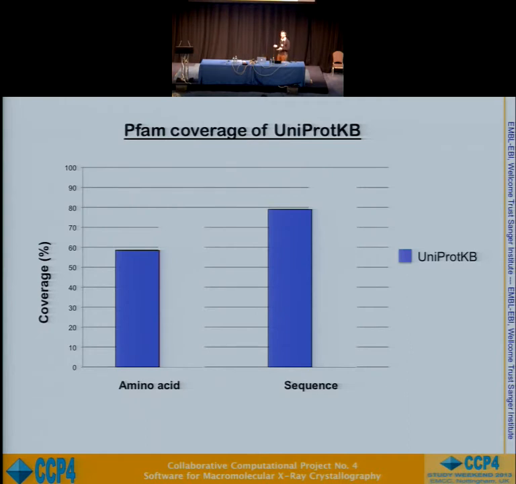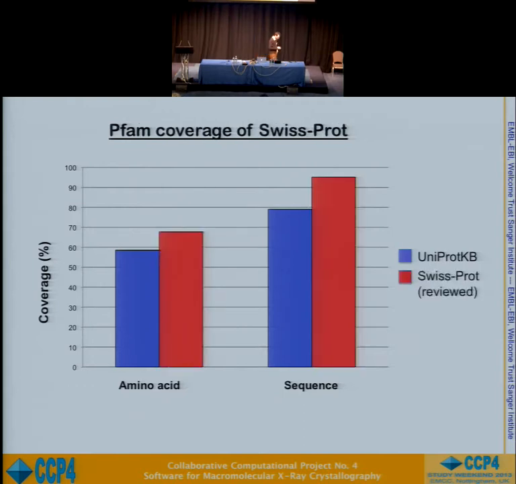So, of course, there are multi-domain proteins that may have only one or two classified domains in Pfam, and the rest is not classified. There are also regions in proteins, as we know, that are not well conserved, so it would be difficult to cluster them together. The situation for SwissProt is better, close to 67% probably for amino acids, and for sequences, almost all sequences, except for maybe 5%, have at least one Pfam annotation.